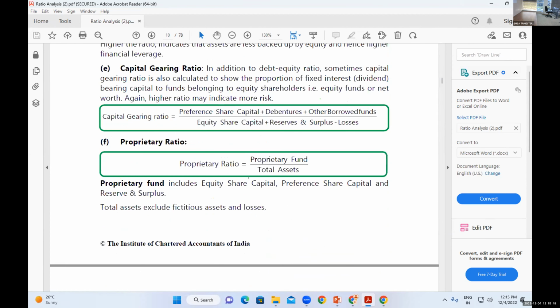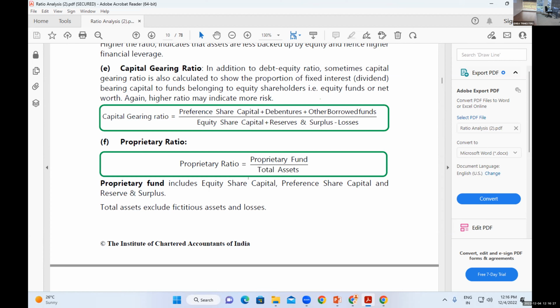Next, capital gearing ratio. It studies the relationship between fixed interest bearing securities and the equity fund, or net worth. Equity fund is nothing but net worth. The formula is total capital divided by equity. The numerator is preference capital, debentures, and other borrowed funds. We call these fixed income bearing securities.